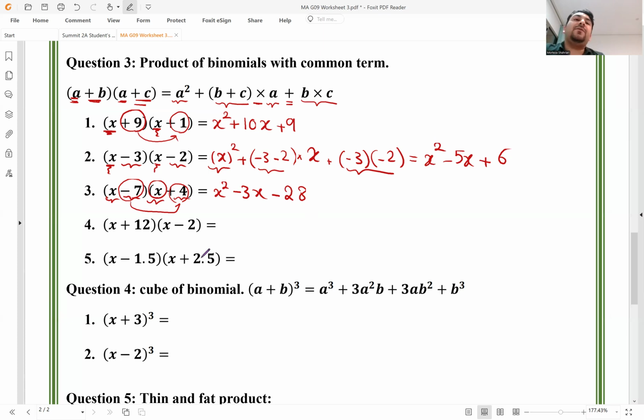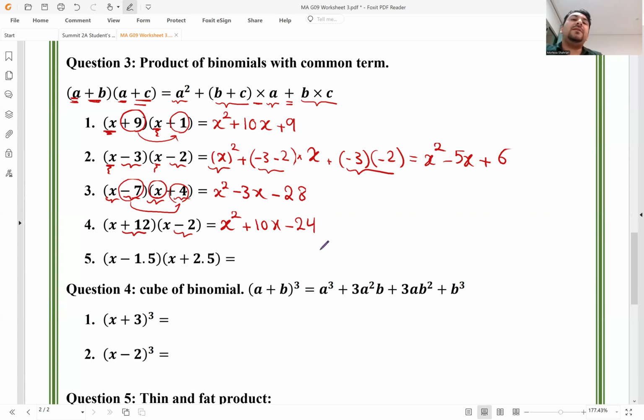Apply the formula for question 4 and 5 as well, the same. Okay, question 4, x squared. Add up the non-common ones. Negative 2 and 12 makes positive 10. Multiply it by the common term, so it's 10x. Positive 12 times negative 2 is negative 24.